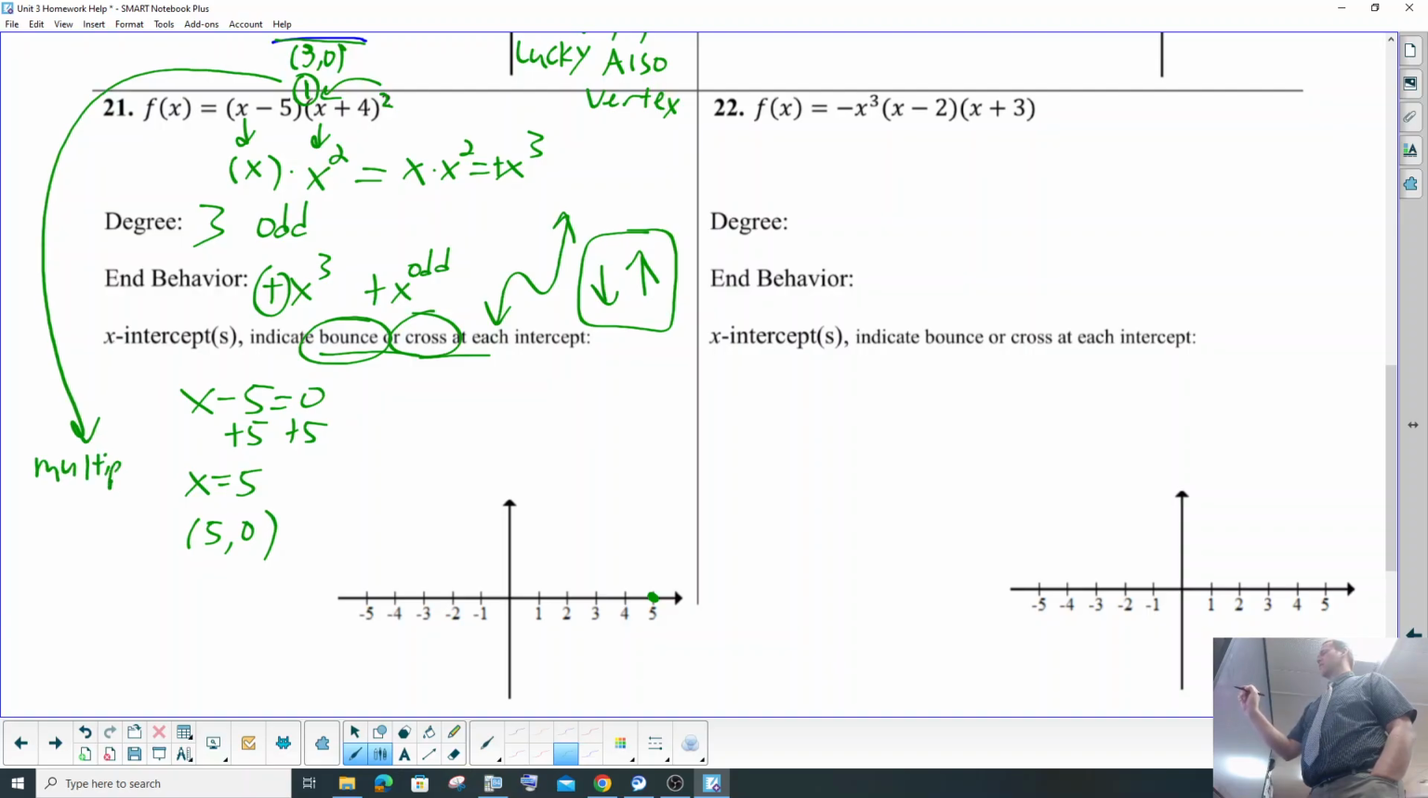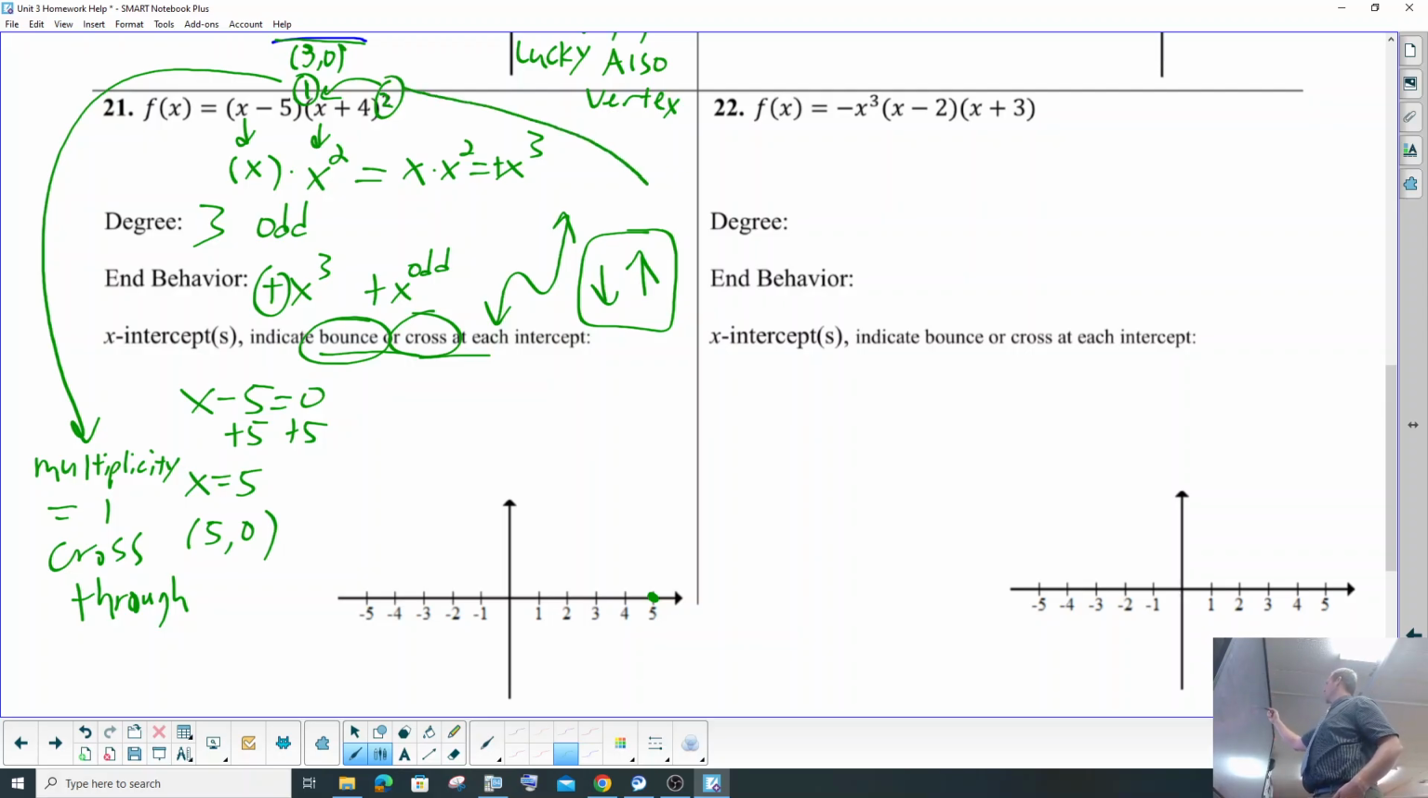Well, we go to the multiplicity, and the multiplicity is just a 1. And since our multiplicity is just a 1, you're just going to cross through there.